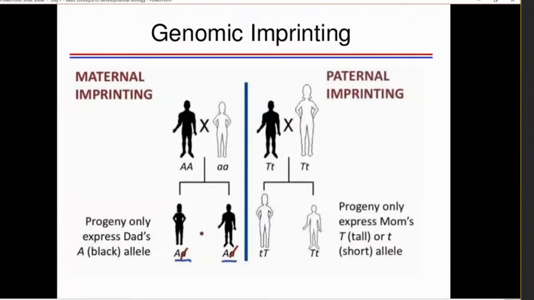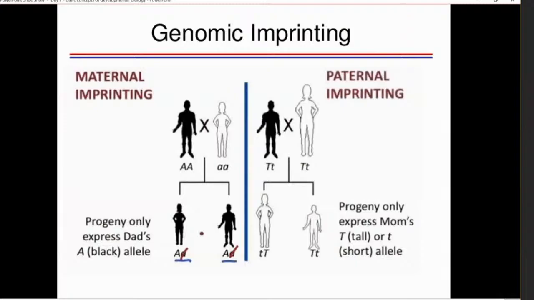Then imprinting, what is imprinting? It is similar to the first generation: mother cells having similar daughter cells. In genome imprinting, we have two different types, one is maternal and one is parental. Maternal imprinting is where we have both AA and small aa. Capital A is the male and the other is the female. For the next generation, the first generation, the progeny only expresses the dad's, that is the male allele.